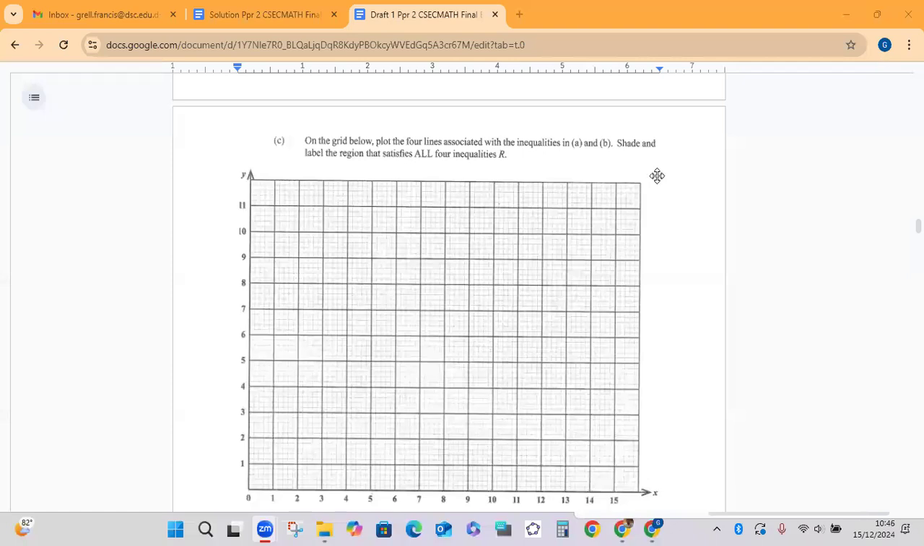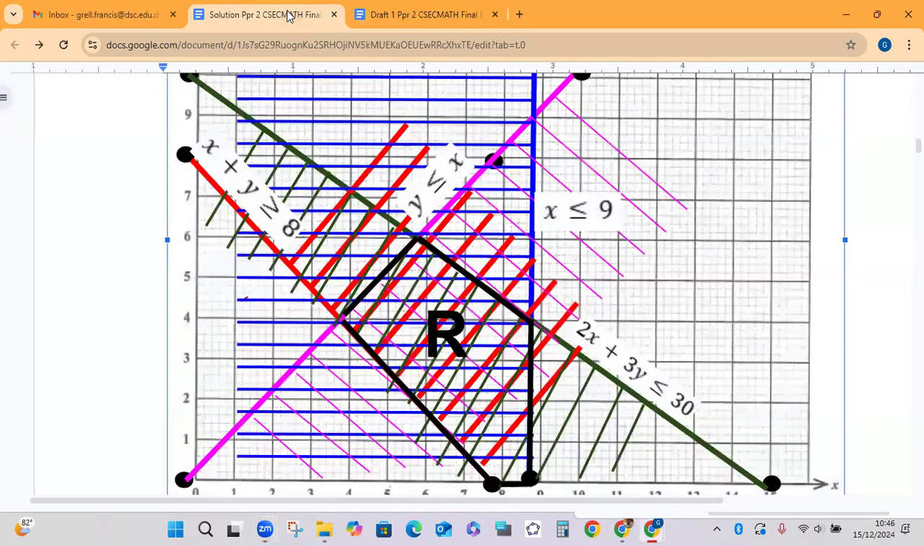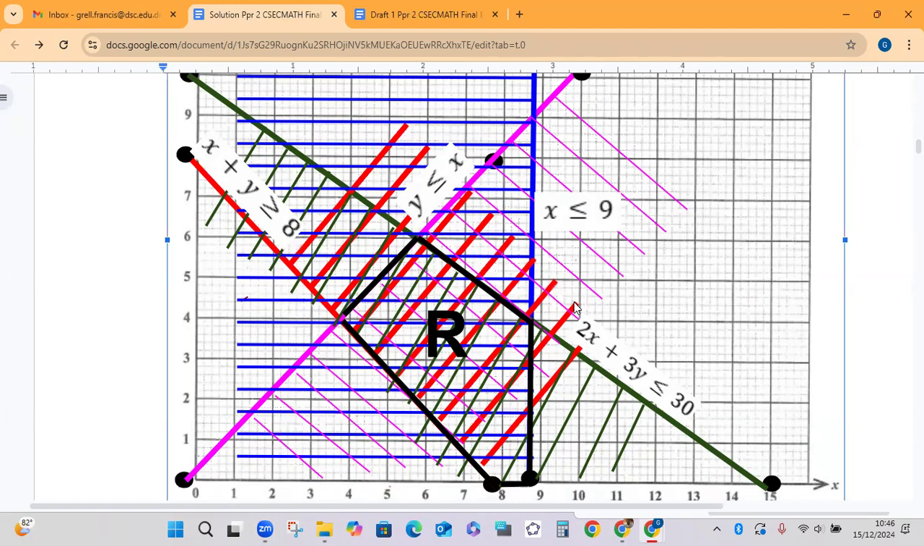This question, as you can see, has a lot of lines in it. On the grid below, plot the 4 lines with the data associated with the inequalities in A and B. Shade and label the region that satisfies all 4 inequalities, called R. And here you have it. So please, we all know what to do: pen and paper, pencil, graph paper, and so forth. Practice.